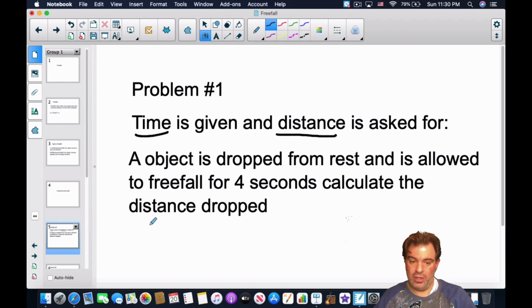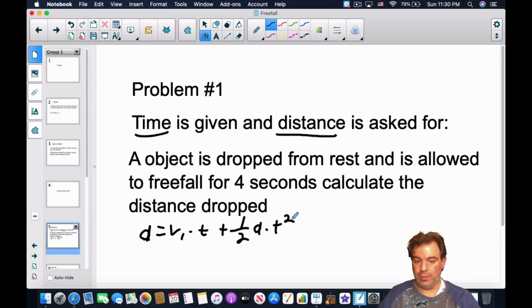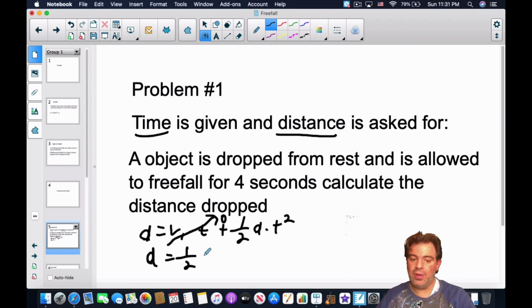We are going to use the distance-time formula because that's the formula that connects distance and time. So as you know, distance equals velocity initial times time plus 1/2 at squared, acceleration times time squared, as you've seen from previous examples from previous classes. When it's dropped from rest, velocity initial is equal to 0, so this now drops out. We're trying to find this distance.